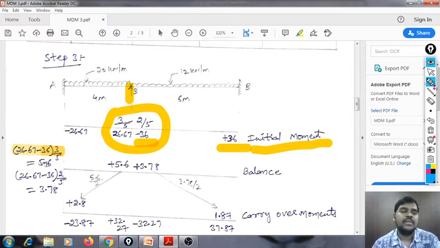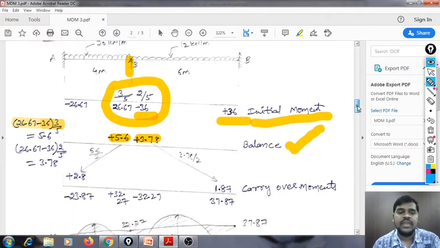So it is minus 5.6, so here we are taking plus 5.6. In the same manner this is plus 3.78. Here we have got minus, actually it is minus here, so we have written plus 3.78. So this is considered to be a balance.